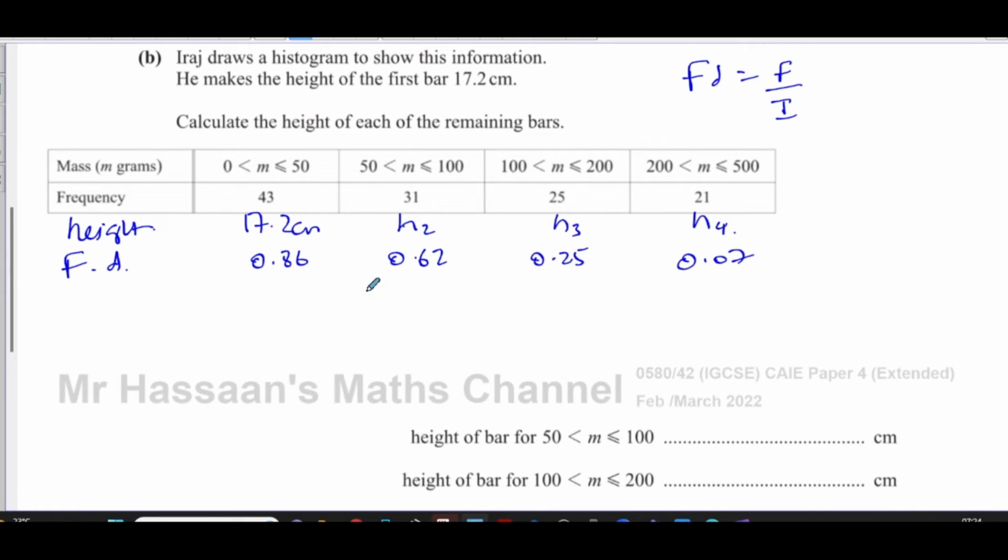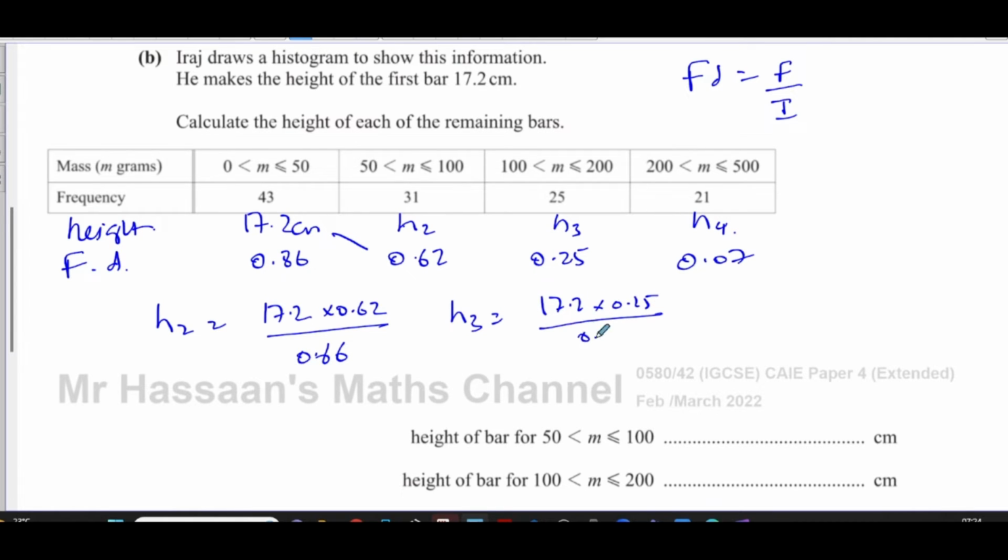Now we can just use simple proportion here. The height of the second bar, I can just cross multiply: it's 17.2 times 0.62 divided by 0.86. The height of the third bar, using the same proportion, is 17.2 times 0.25 over 0.86. And the height of the fourth bar is 17.2 times 0.07 over 0.86. Simple as that.